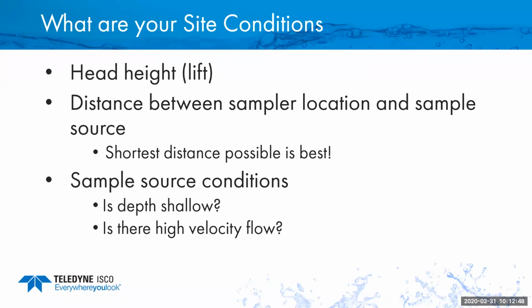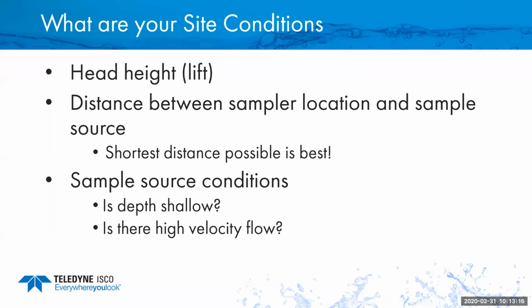Sampler source conditions: one thing you want to look at is whether the depth is shallow. For shallow water, the water you're actually sampling from, we recommend some type of low flow strainer. A low flow strainer is a very small diameter piece of pipe with holes in it, a strainer that lets you take water from a small depth, like an inch or 2 inches of water.